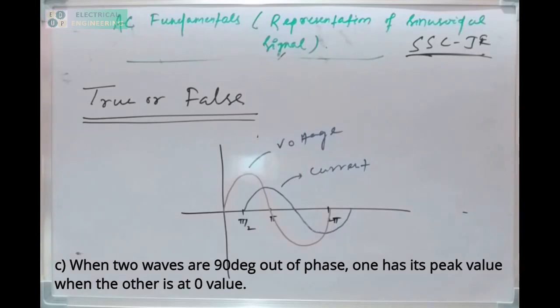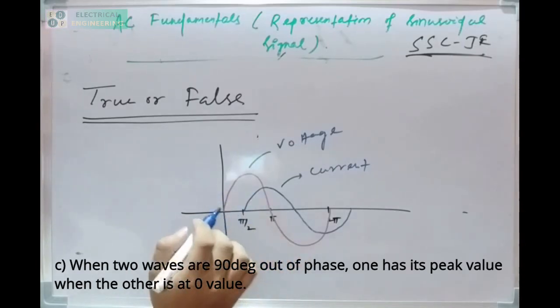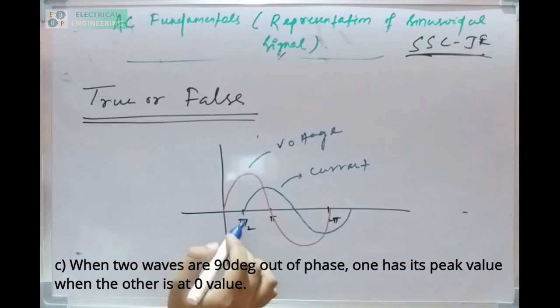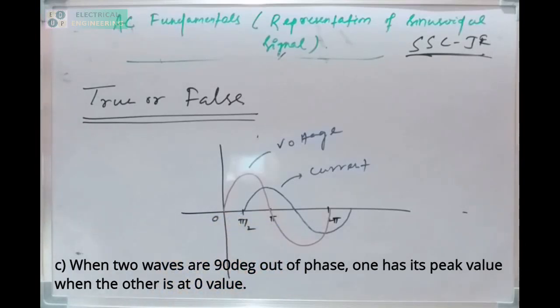Here you can see there is a phase difference of pi by 2. If I am taking the zero crossing of both the voltage and current, then you can see there is a phase difference of pi by 2. It is 0, it is pi by 2, so the difference is pi by 2.